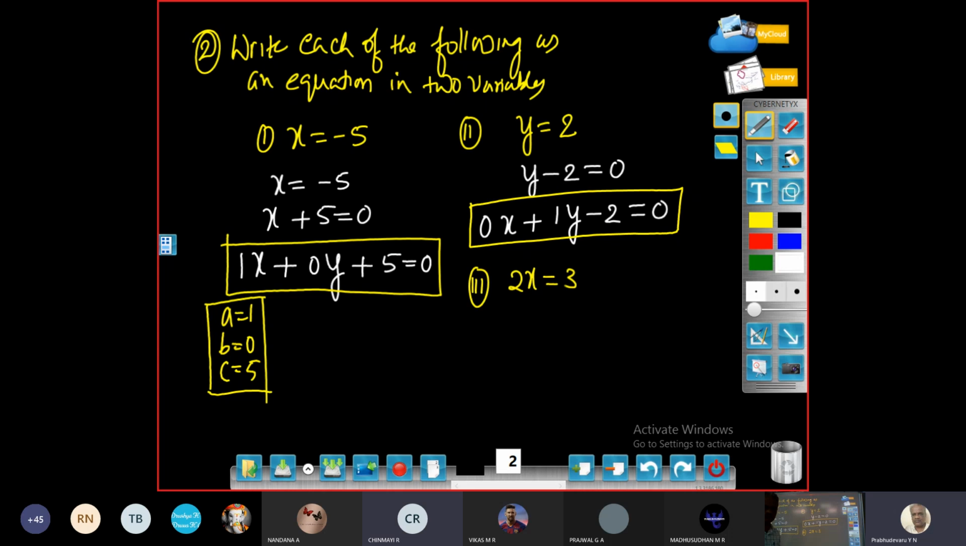So 2x plus 0 into y minus 3 is equal to 0. First you transfer this 3 to the left side: 2x minus 3 is equal to 0. We don't have the variable y here, so insert that variable now: 2x plus 0 into y, then minus 3 is equal to 0. So this is an equation in two variables.